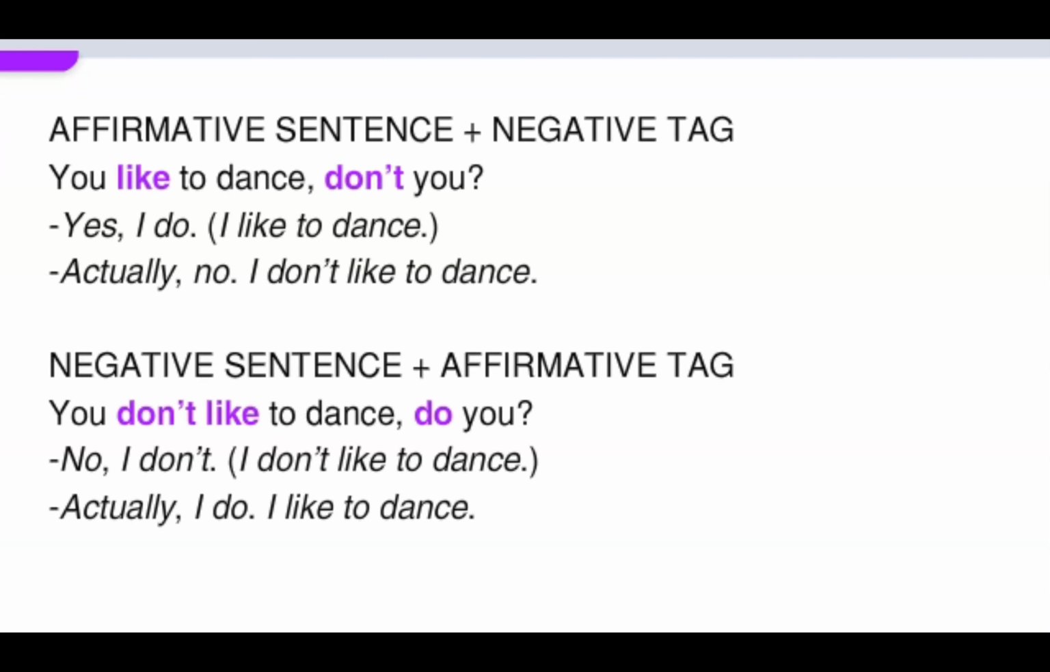Affirmative sentence and negative tag. You like to dance, don't you? Yes, I do. I like to dance. Actually, no, I don't like to dance. Negative sentence and affirmative tag. You don't like to dance, do you? No, I don't. I don't like to dance. Actually, I do. I like to dance.